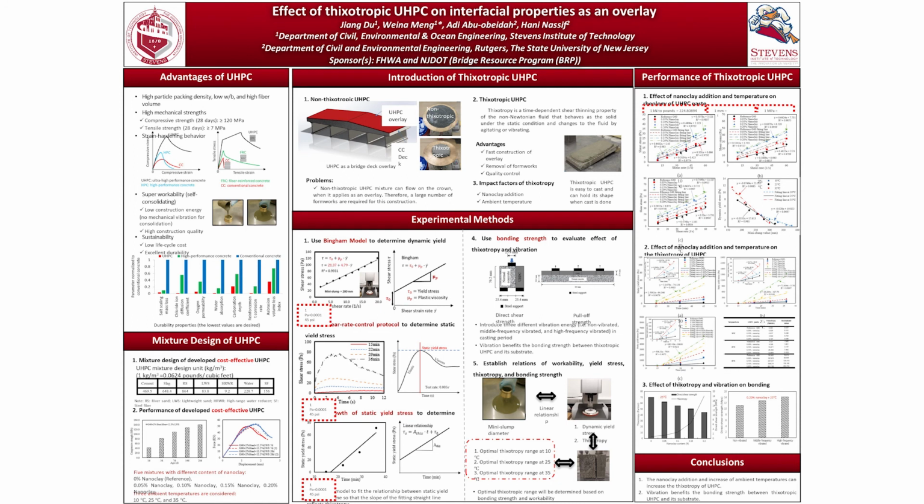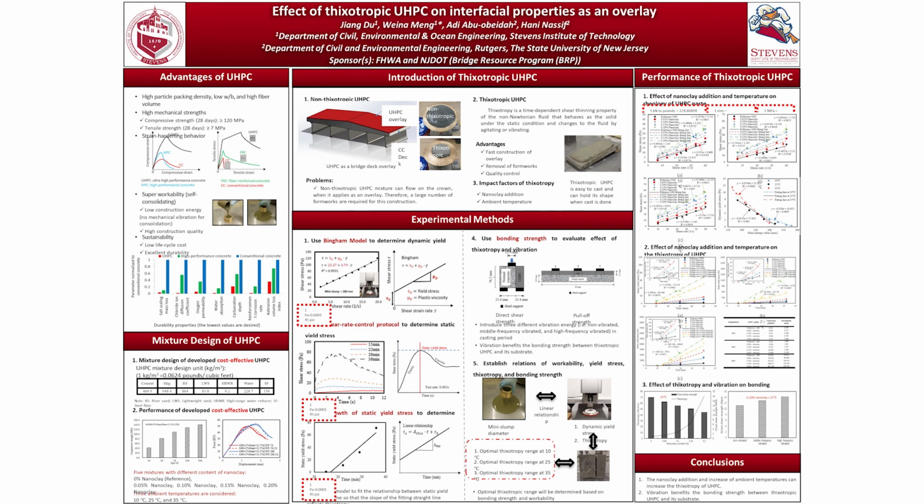Ultra-high performance concrete is a new type of cementitious composite, with high mechanical strength, strain hardening behavior, super workability, and extraordinary durability. Ultra-high performance concrete is an emerging solution for new construction and repair of bridge deck overlay for service life extension. However, there are some problems when using UHPC as a bridge deck overlay. The typical UHPC is self-consolidating, which is highly flowable and non-thixotropic. This non-thixotropic UHPC will flow on the crown due to the 2% slope of the structure.